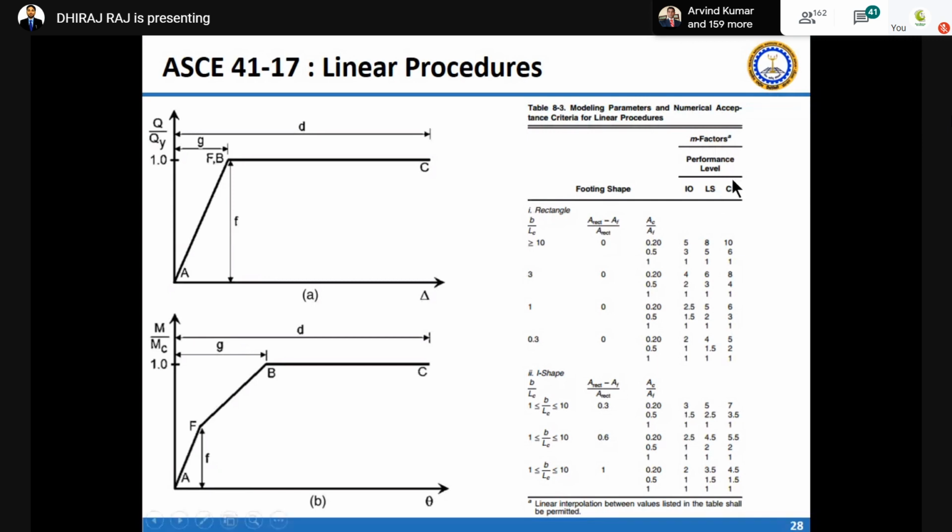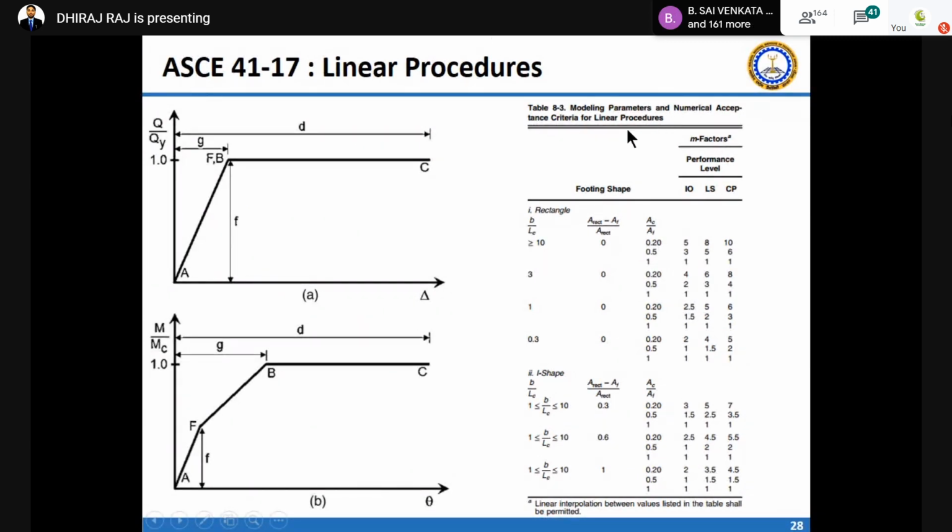This is similar to the performance objective, where you want your foundation to be at immediate occupancy, life safety, or collapse prevention. These three performance levels are there. They are defined in ASCE 41 for foundations also. So this is very eye-opening for all of us, that this kind of research is already developed and already standardized in ASCE. So I think we should always use these kinds of formulations in our design practice.